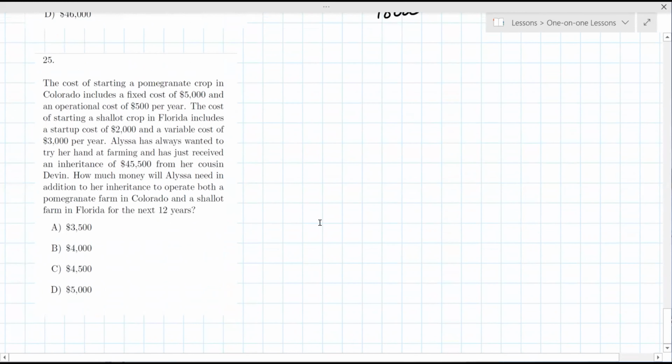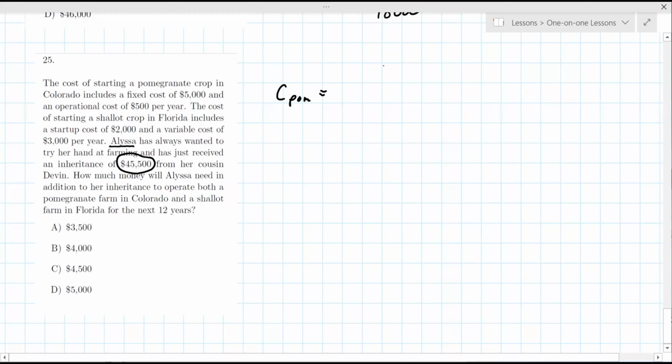Okay, this is the same thing, just different numbers. Cost of starting a pomegranate crop in Colorado includes a fixed cost of 5,000 and an operational cost of $500 per year. Startup of a shallot crop in Florida includes a startup cost of $2,000 and a variable cost of $3,000 per year. Alyssa has always wanted to try her hand at farming, and she received this much in inheritance.